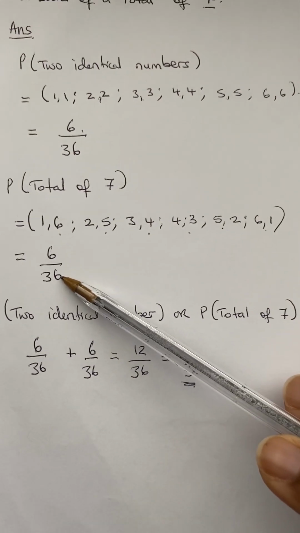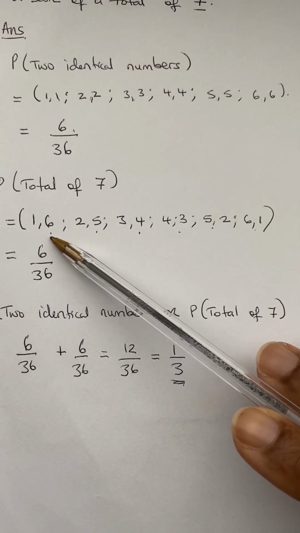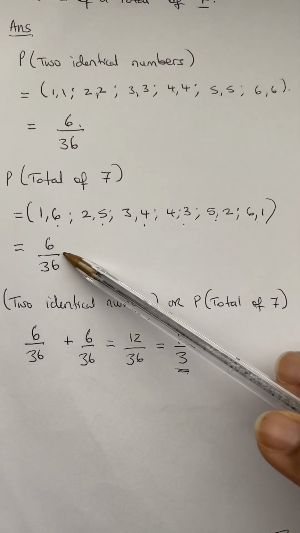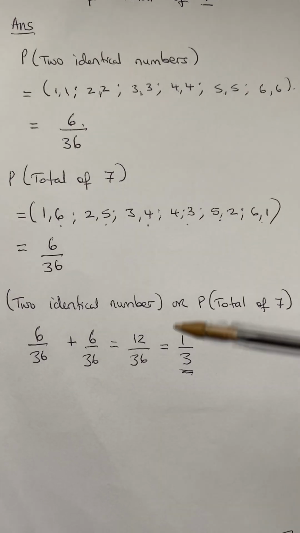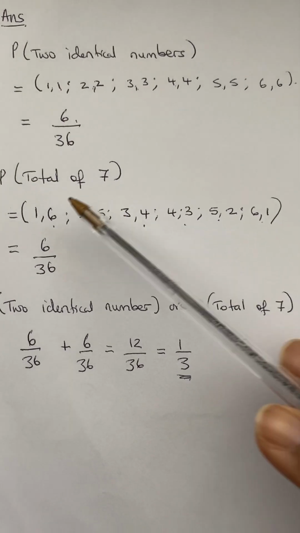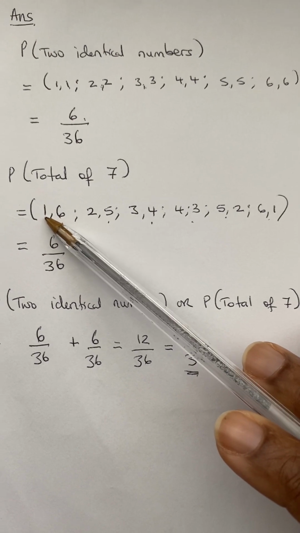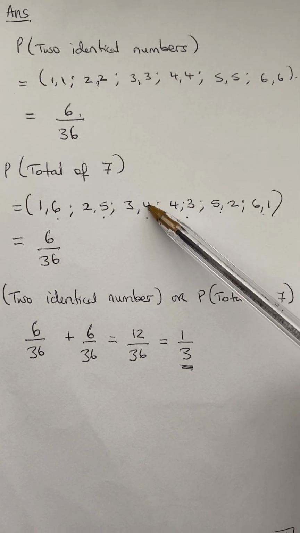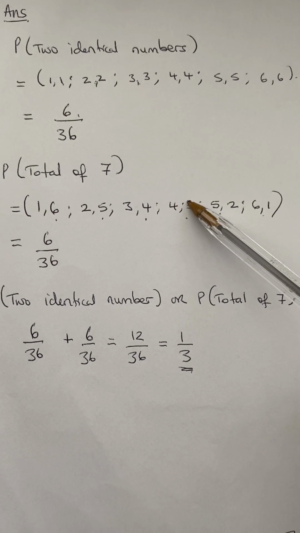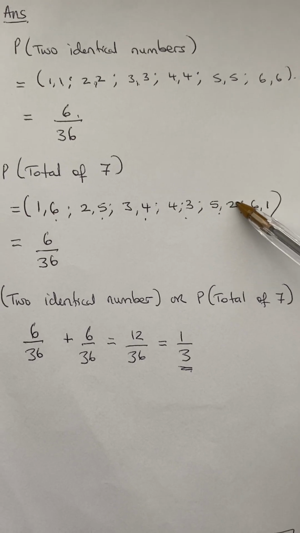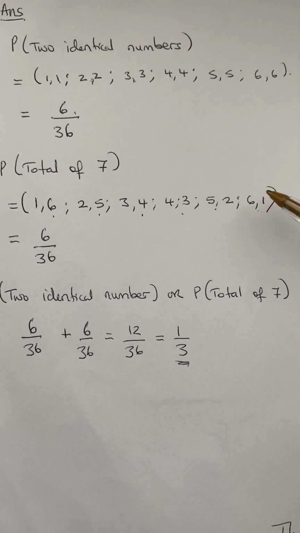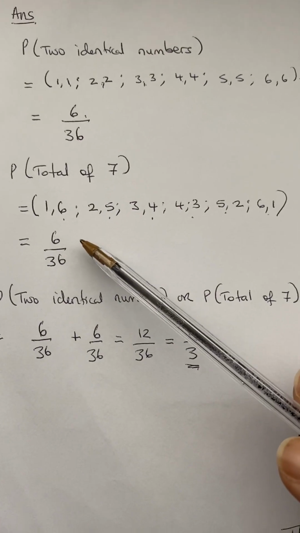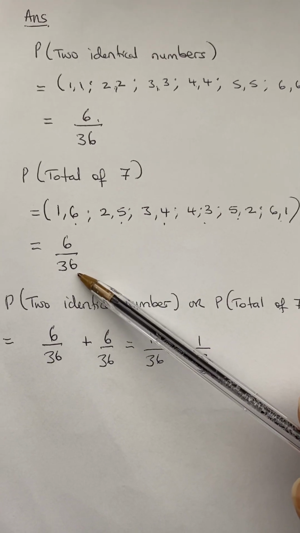If you don't do the sample space, you might end up thinking, oh, 1, 6, 2, 5, 3, 4, and then you stop there. You say 3 out of 36, and then you are wrong. Because this is the first die, second die, first one, second one. You need all the possible outcomes. So now you have 6 out of 36.